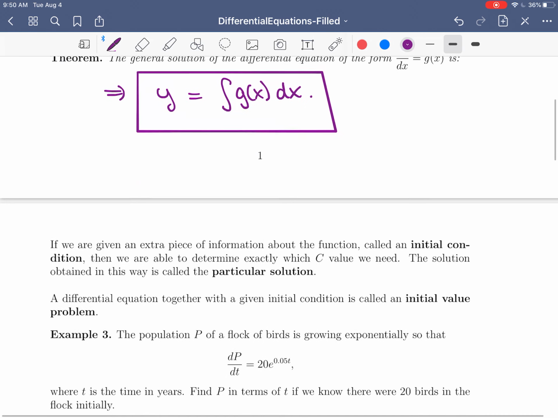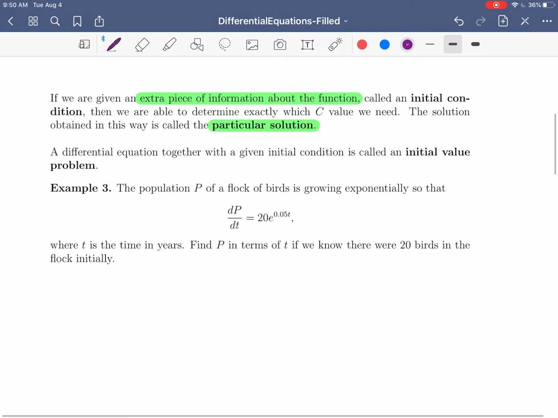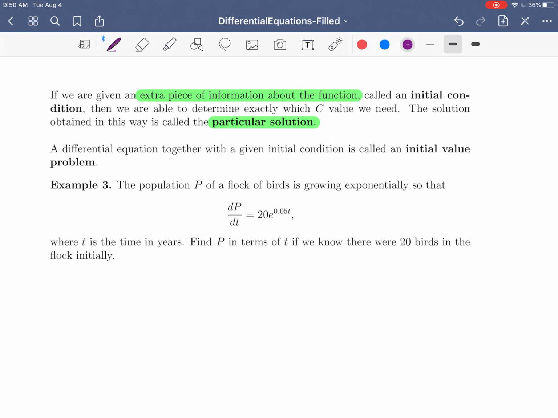And again, like we did before, if you're given an extra piece of information about the function, called the initial condition, then we're able to find the exact c value that we need. This is called the particular solution. So you have the particular solution when you have an extra piece of information about the function. And here we call that an initial value problem. So you might see that phrase, initial value problem. So let's do an example of this type.